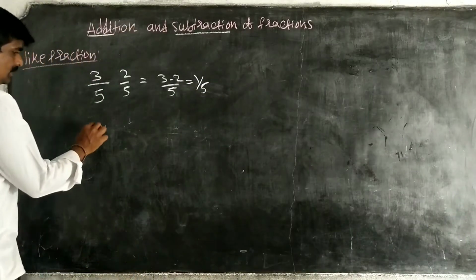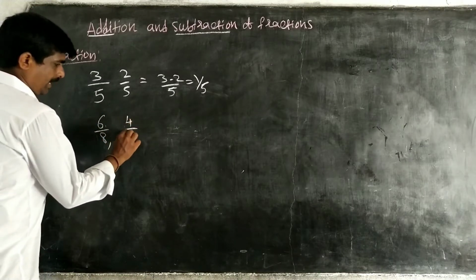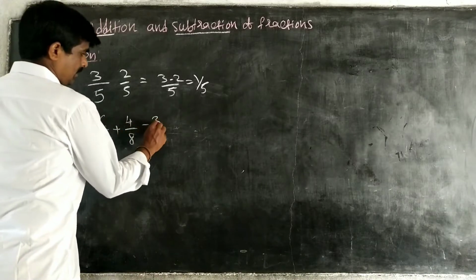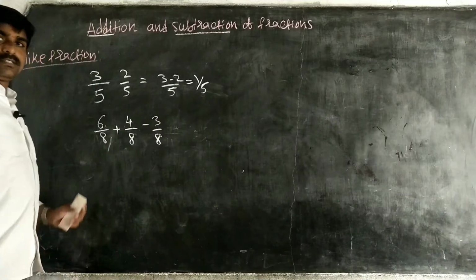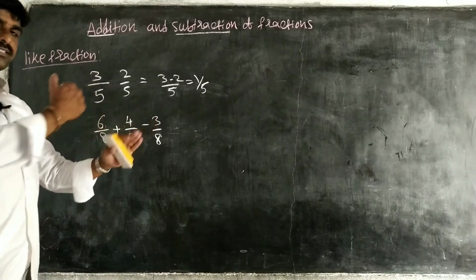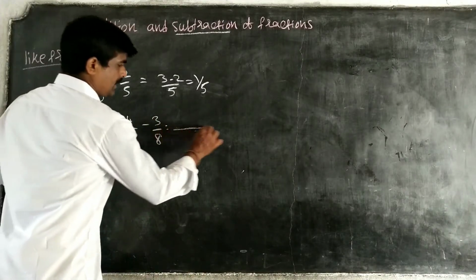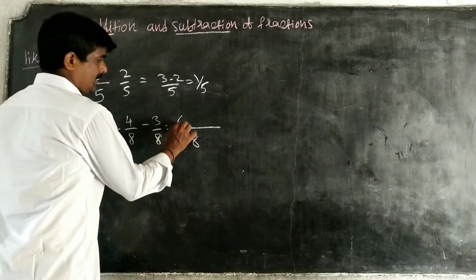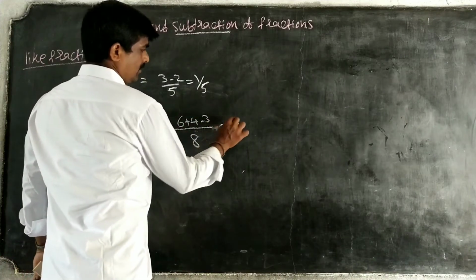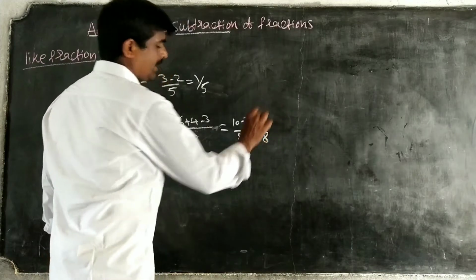Okay. Next, 6 by 8 and 4 by 8. So first you have to add, then after that minus 3 by 8. Here addition and subtraction both are there. Just for your understanding, I am taking the same numbers, and the same method only. So first you write the denominator 8. Next, 6 plus 4 minus 3. That is equal to 10 minus 3 by 8, that is equal to 7 by 8.